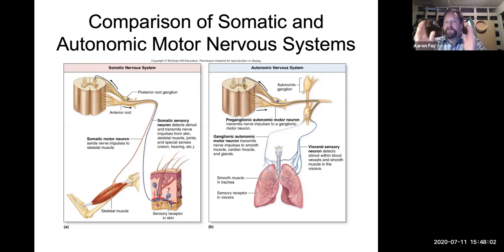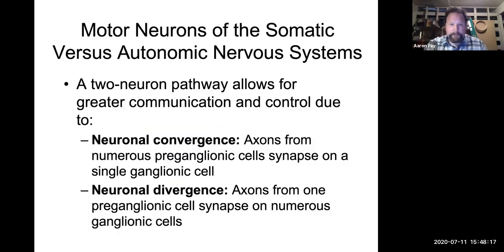Hopefully now you have a nice comparison between the somatic nervous system, one neuronal pathway in, one neuronal pathway out, and the autonomic nervous system, one neuronal pathway in, two neuronal pathway out. Okay, now you might be asking yourself, why? What is the benefit of having a two neuronal pathway as part of our autonomic nervous system? Well, it allows for two possibilities, neuronal convergence and neuronal divergence.